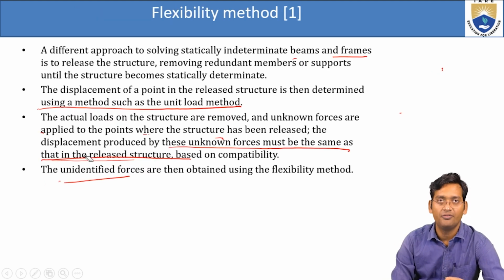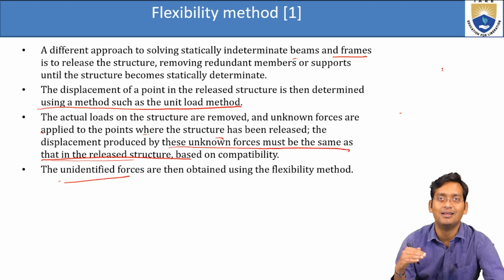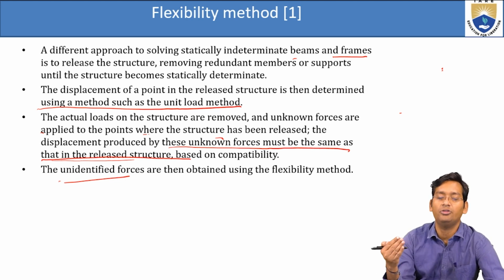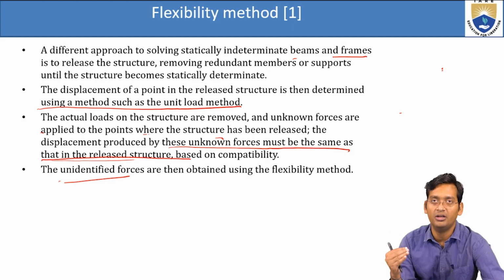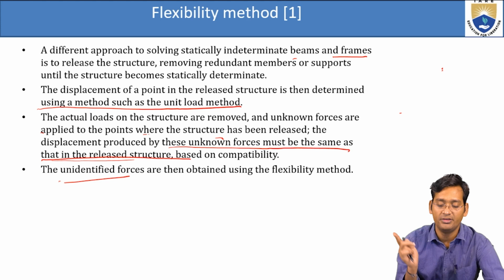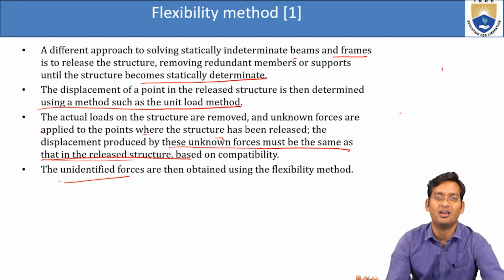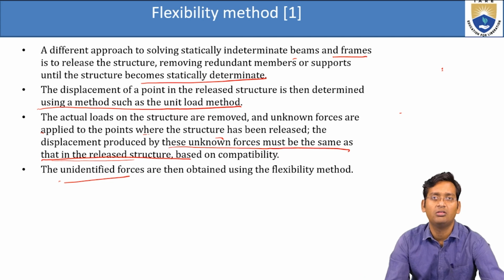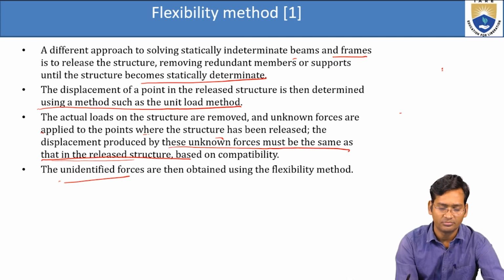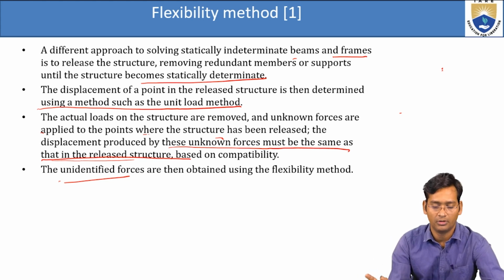Okay, next is the flexibility method. The flexibility method is simple: for a statically indeterminate structure, you have to remove the redundant member. Remember, only the redundant member you have to remove, and make it statically determinate. Once it is statically determinate, you can apply any of the methods, either the total potential energy method, Rayleigh's method, or the unit load method, and find it.